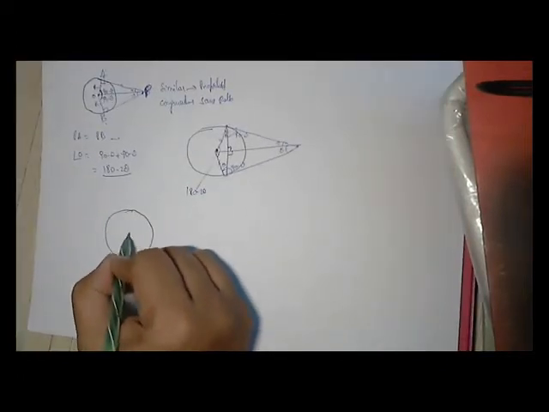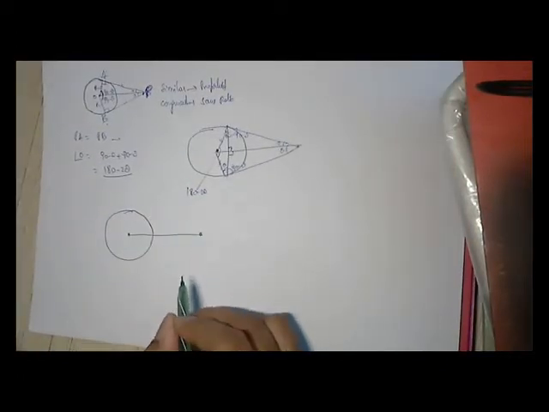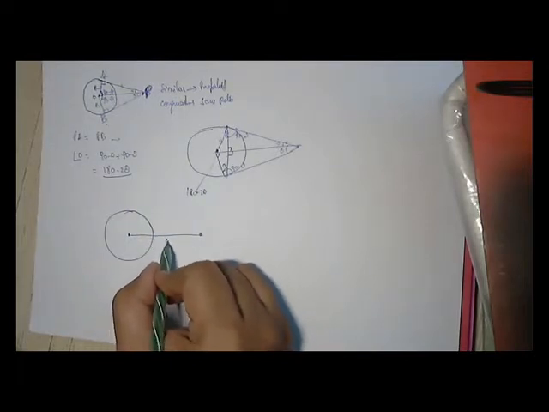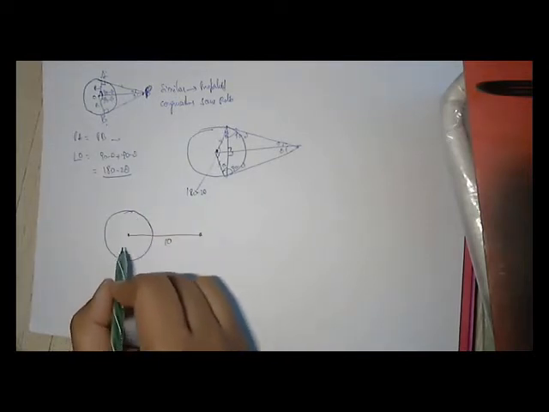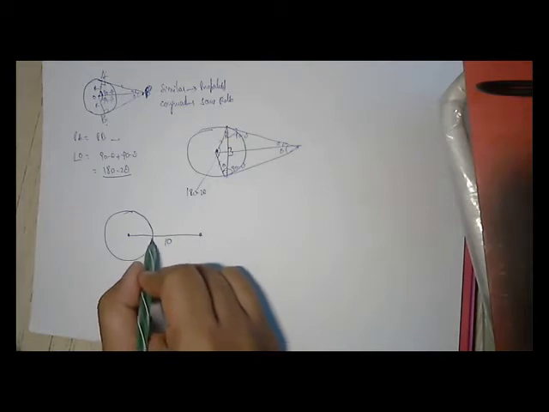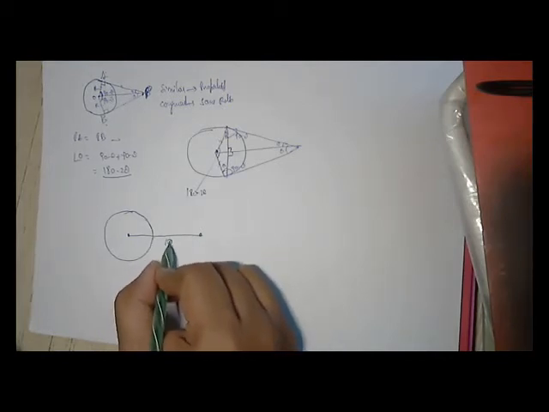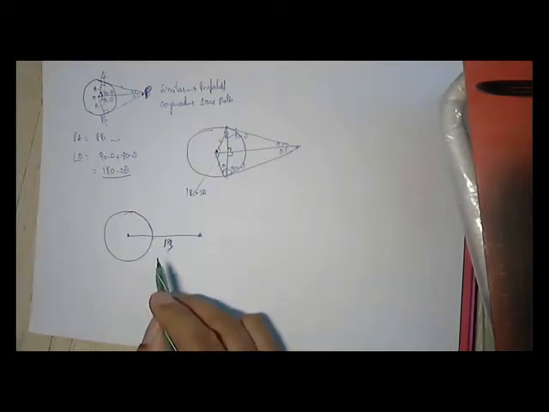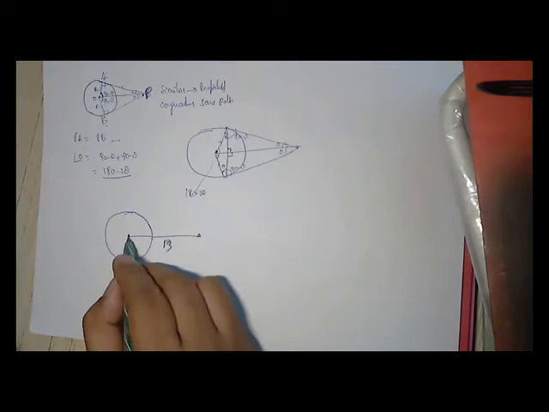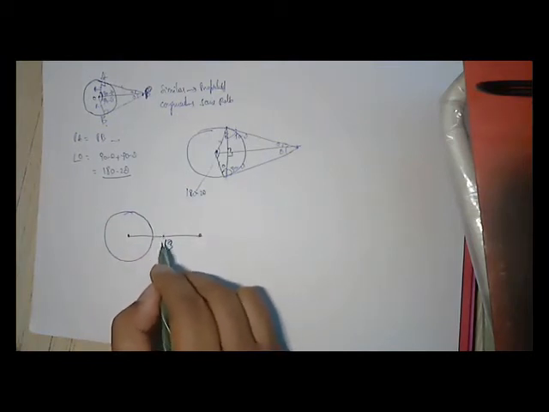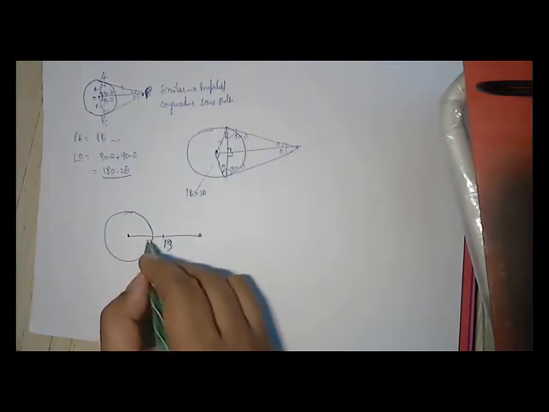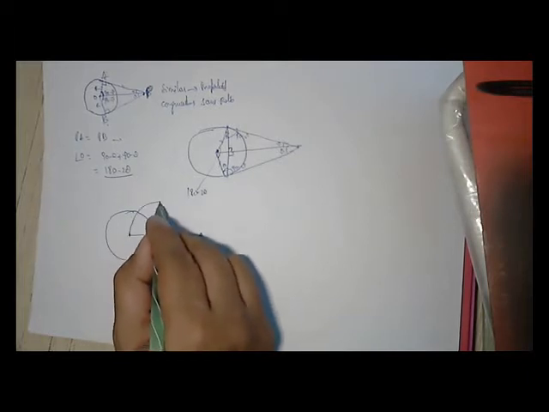Suppose this point is at a distance of, say, 10 centimeters. This is, say, 5 centimeters. Is this 5? 5 plus another 8, maybe 13 centimeters. That is 13 centimeters. Now what is the distance? I draw a center point, 6.5. From 6.5, I draw a circle.